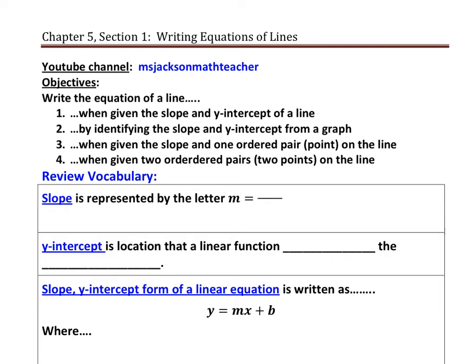The objectives of this section are to write the equation of a line in the following different scenarios. The first one is when given the slope and the y-intercept of the line. That's the easiest one to use. The second is identifying the slope and y-intercept visually from a graph. The third is when given the slope and the location of a point on the line, in other words, an ordered pair, write the equation. And then finally, the only thing you're given is 2 points on the line, and we're given 2 ordered pairs of their location.